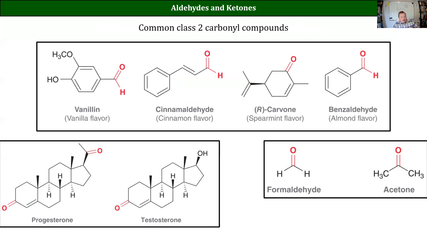Here are some common aldehyde and ketone compounds that we see in everyday life. These ones at the top are all different flavorings. So vanillin, cinnamaldehyde, carvone, and benzaldehyde are all different class two carbonyls we see naturally occurring. Almond extract is almost exclusively benzaldehyde, which is one of the reasons why it's so easy to make things taste like almonds with a little bit of almond extract. You don't actually need to use whole almonds to get almond flavoring because benzaldehyde is really easy to synthesize. It's a really simple molecule. So synthetic almond flavoring is actually pretty close to the real deal.